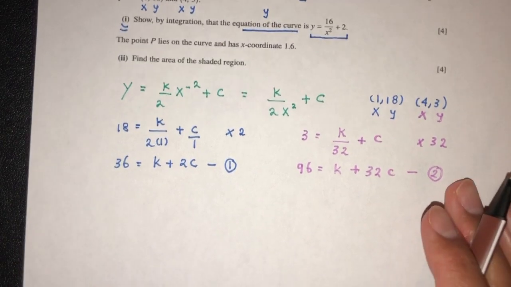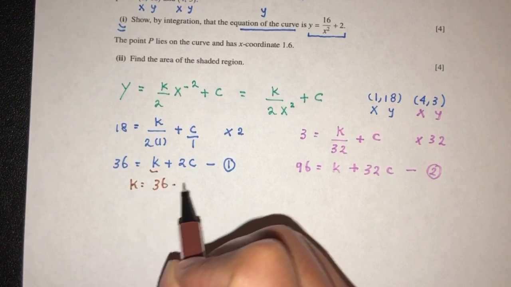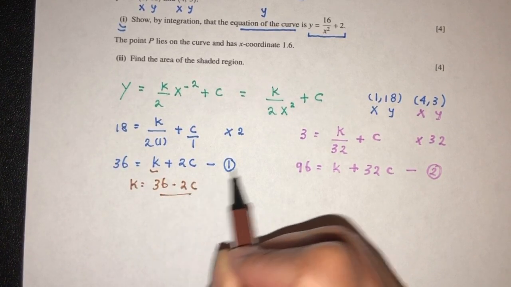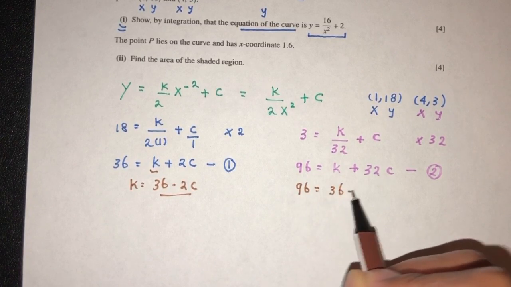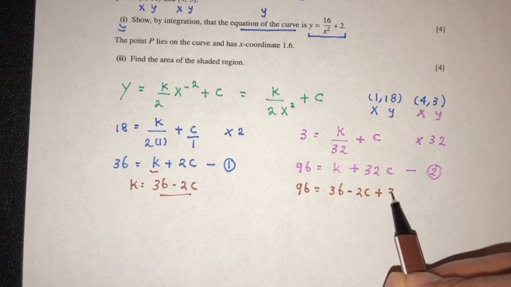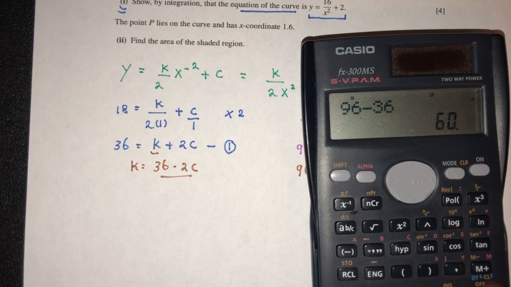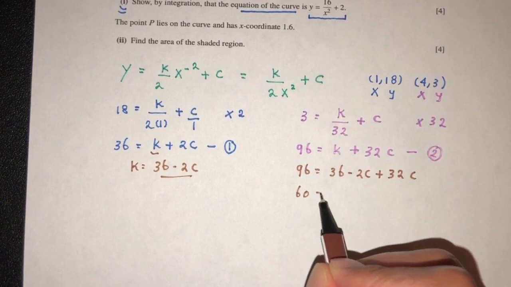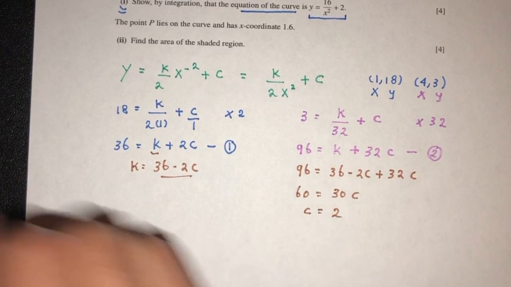I can make this become subject, right? So k can be 36 minus 2c. Replace back in this equation, 96 equal to k, which is 36 minus 2c plus 32c. Simplify. Send this over here, you will have 96 minus 36, that will be 60. And you will have 30c. c will be the value of 2.